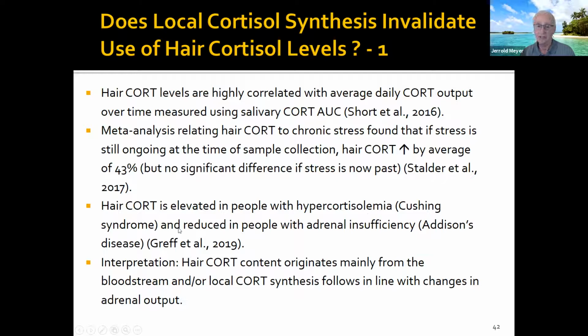We call this Cushing syndrome. It can occur from a number of possible reasons. And it's also reduced in people with adrenal insufficiency. So this means that either your pituitary is not making enough ACTH or your adrenal glands are not responsive to ACTH. And this is a very deadly disease, Addison's disease, if it's not treated. So if the cortisol was coming from your hair follicles, then Addison's disease shouldn't necessarily have any effect on that.